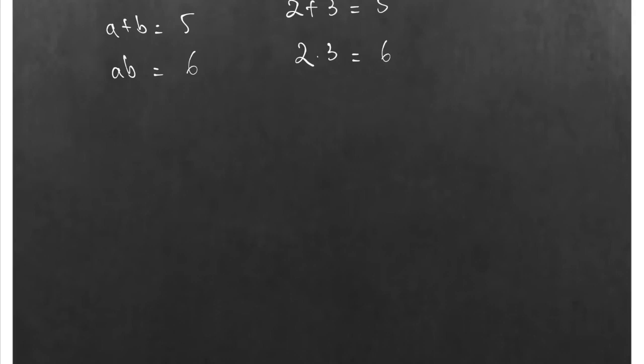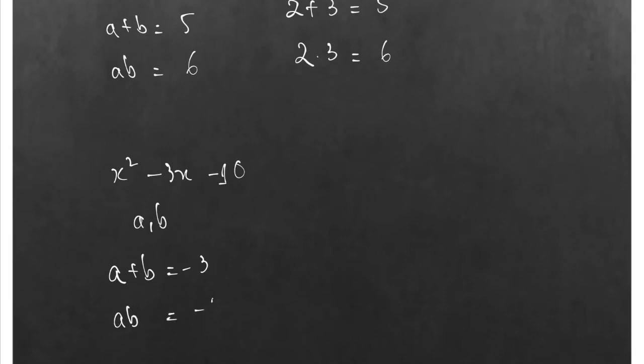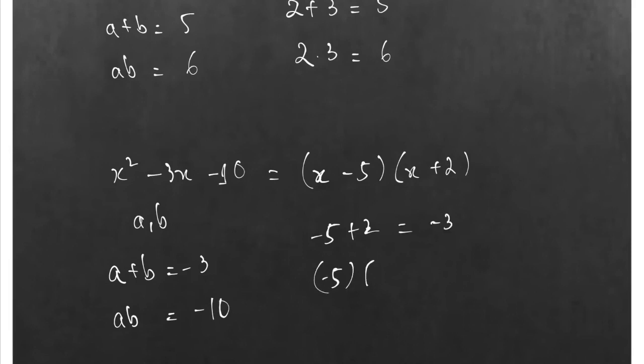In the next example, I want to factor the polynomial of degree 2, that is x squared minus 3x minus 10. I want to look for two numbers a and b such that when they add together, I have minus 3, and when they multiply together, I have negative 10. The two numbers that I can think of are negative 5 and 2. So I can factor this as x minus 5 times x plus 2, because when they add together, they give minus 3, and when they multiply together, they give negative 10.